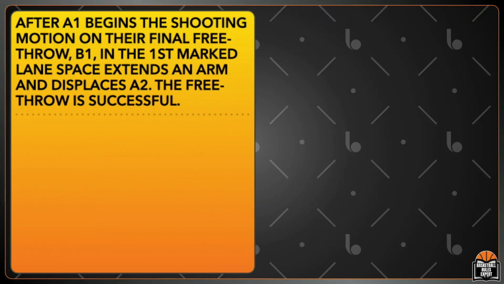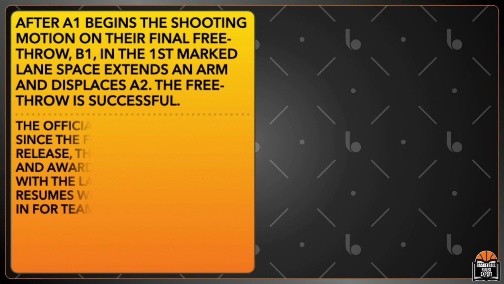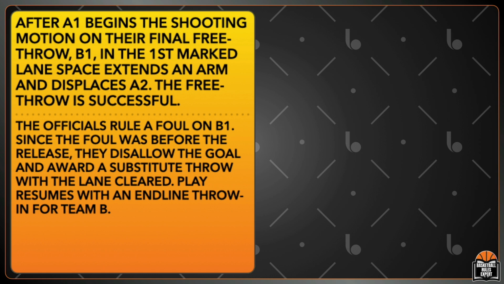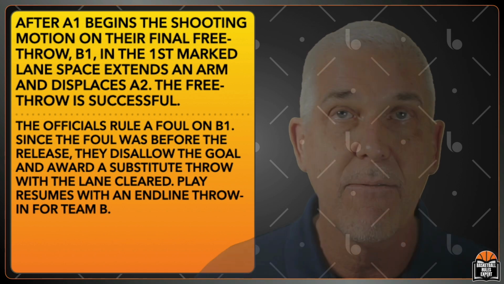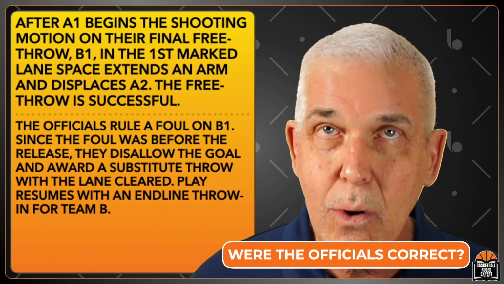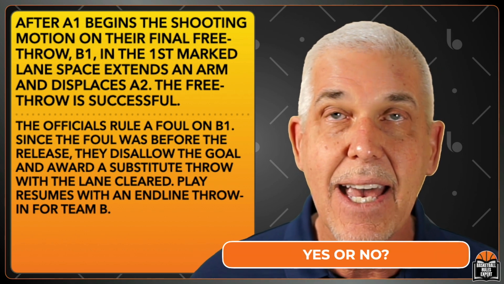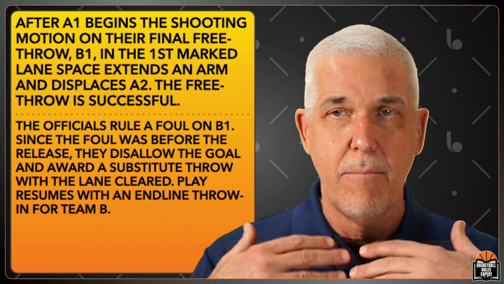After A1 begins the shooting motion on their final free throw, B1 in the first marked lane space extends an arm and displaces A2. The free throw is successful. The officials rule a foul on B1. Since the foul was before the release, they disallow the goal and award a substitute throw with the lane cleared. Play resumes with an end-line throw-in for Team B. Were the officials correct? Yes or no, right?